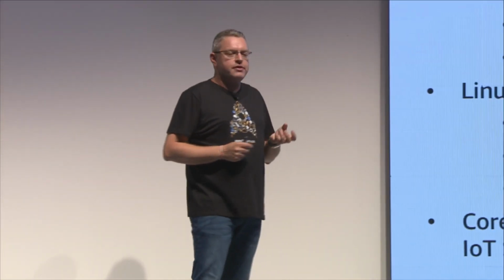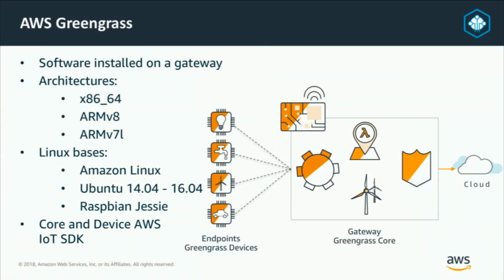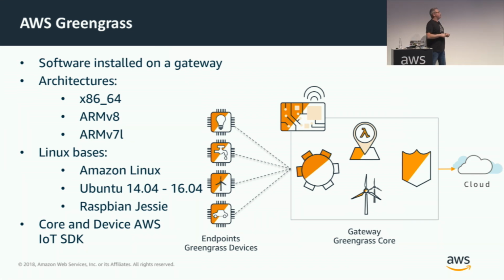So basically, Greengrass is a software-installed gateway. You're taking a machine, installing Greengrass on top of it. It's a software product. And then you're able to connect your devices into Greengrass. And it can support different architectures. It's running on x86 and ARM, ARM 7 and 8. It's Linux-based, and you can install it on Amazon Linux or Ubuntu, or even on Raspberry Pi. And a lot of our customers are using Raspberry Pis for Greengrass.